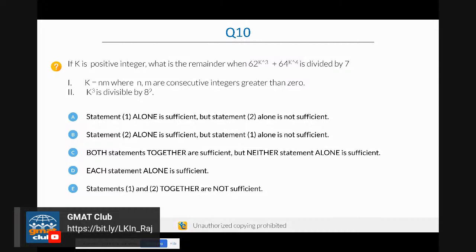So just as a clarification, it seems it's not coming on properly on your screen. Statement 1 is k is equal to n times m, so n multiplied by m, where n and m are consecutive integers greater than 0. So just to make sure, I think it's just when the PowerPoint is translated by Google into an image, it eats up some parts of it. So the poll says that clearly. So I think you should be able to get that.